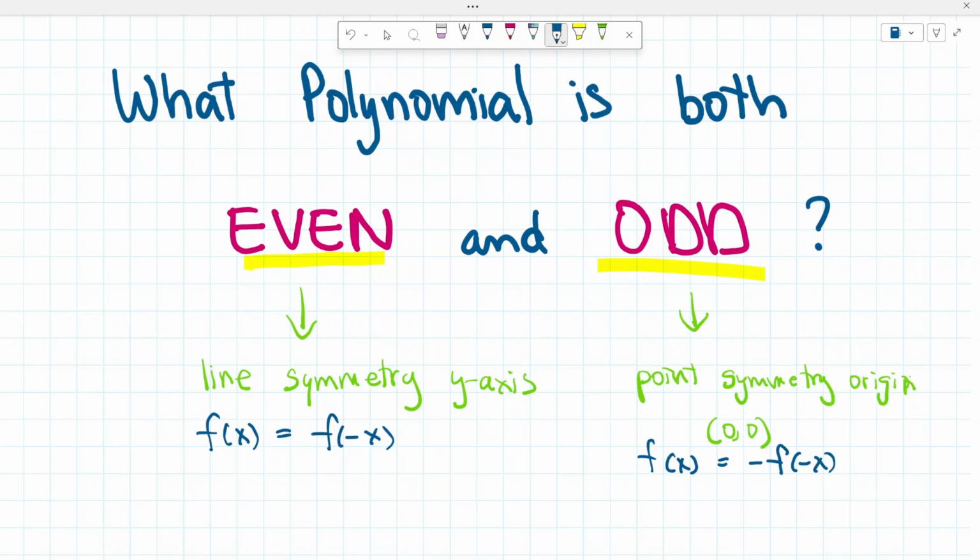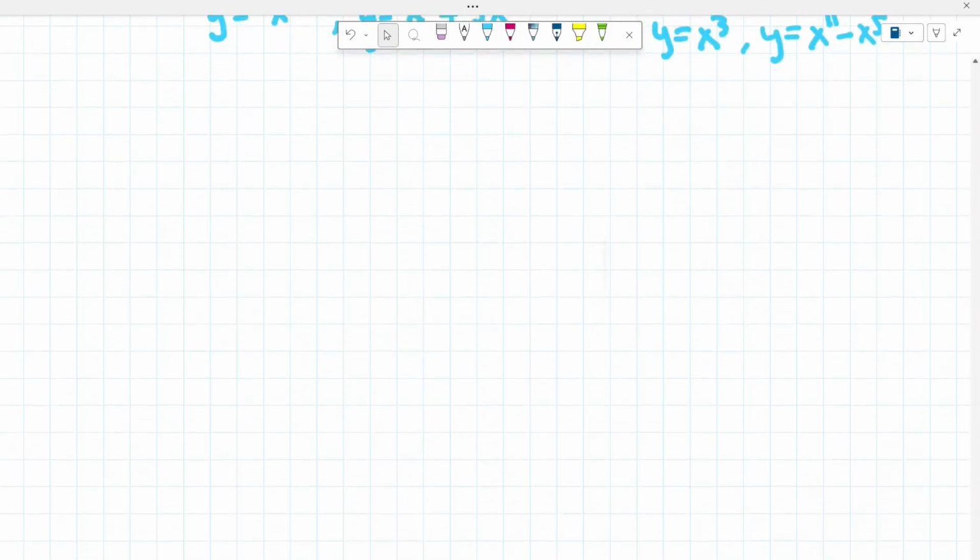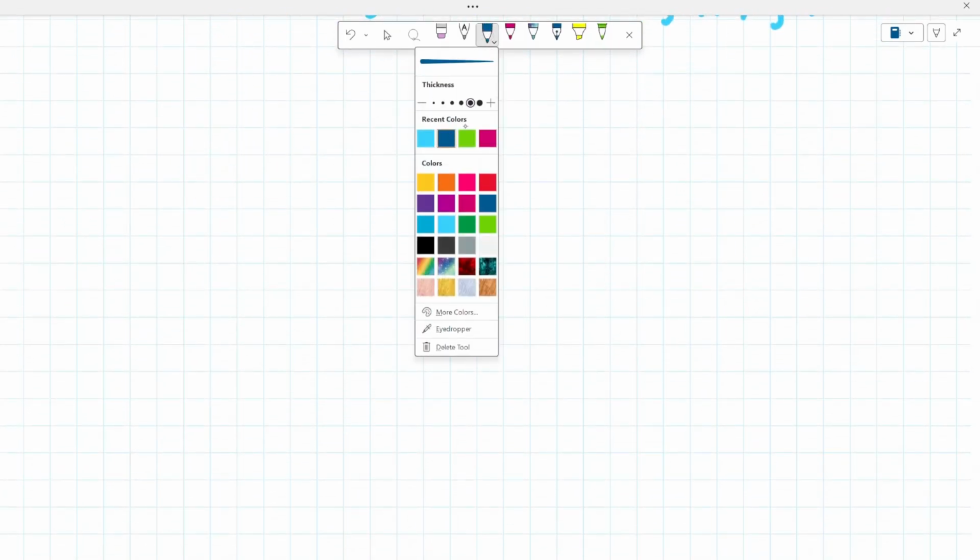Okay, so can we think really hard right now? What function would be classified as both even and odd? We know some typical examples of even functions might be y equals x squared, or y equals x to the 6 plus 5x to the 4. Some odd functions could be y equals x cubed, or y equals x to the 11 minus x to the 5, and so on. But what function can be both even and odd, meaning it has both line symmetry and point symmetry? I'll show you. It's actually a pretty neat example. It's one very unique function.